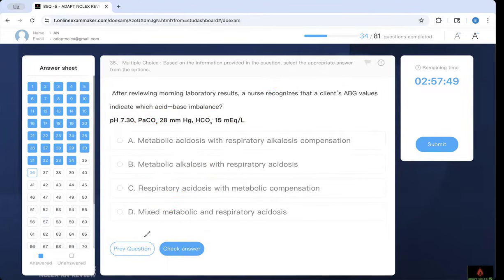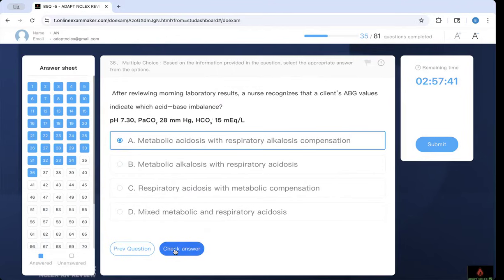This is the way you should do them. If you need more ABG, check out Dr. NCLEX, and then you will master them in nursing school or NCLEX.